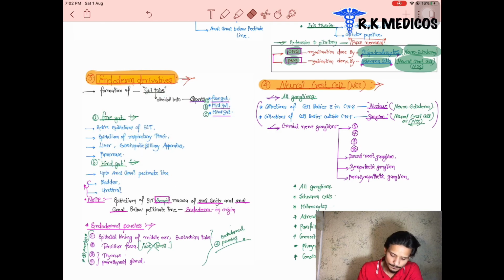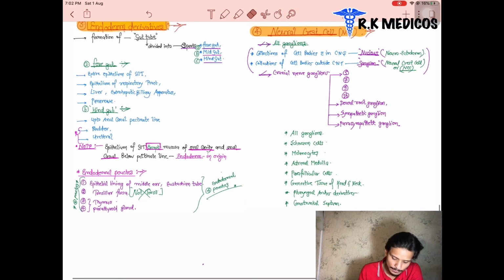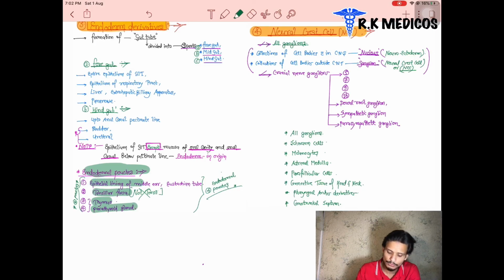Next, we can see the origin of different parts of the endodermal pouches. The endodermal pouches give the tonsillar fossa, thymus, parathyroid gland, and the epithelial lining of the middle ear and the eustachian tube. These are all structures derived from the endodermal pouches.